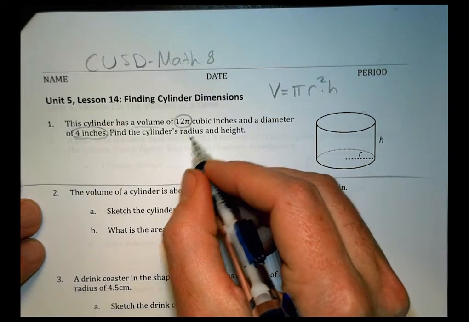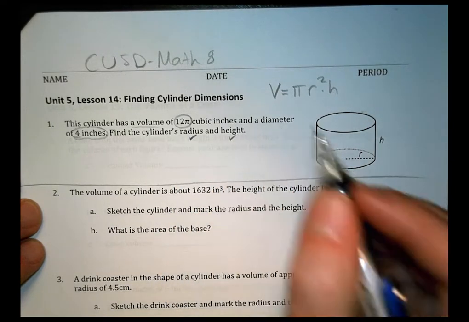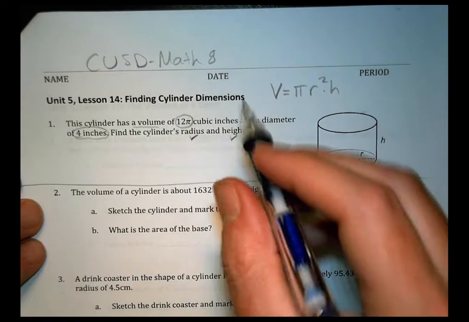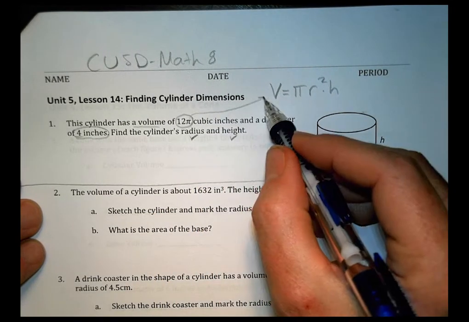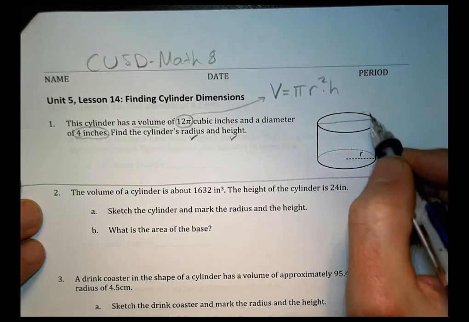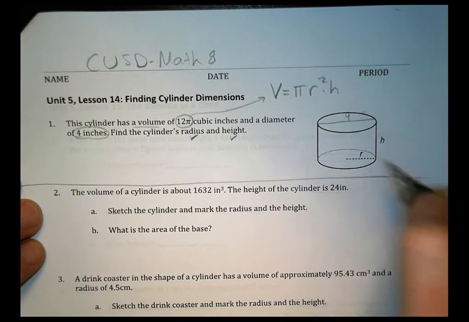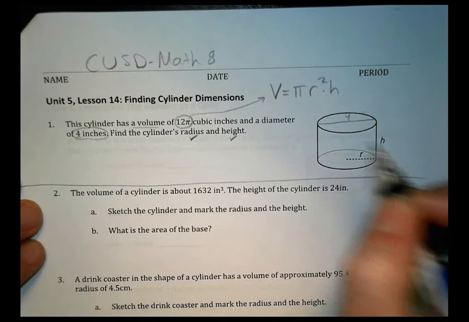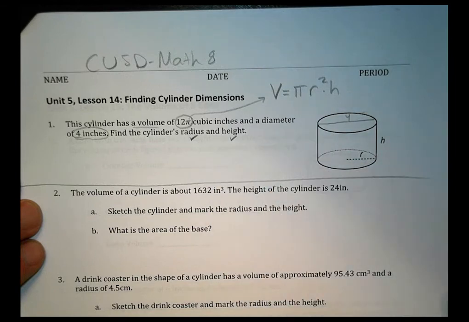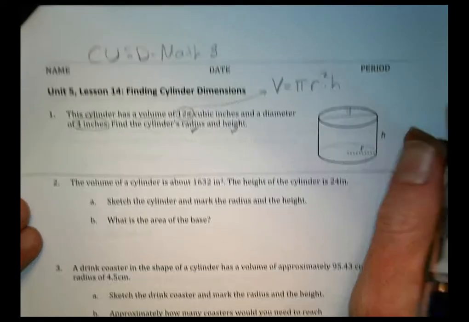It wants us to determine the radius and the height, all of which you can do by putting these things in place. That volume would go right there. A diameter is going to be the whole length across. So if the whole length is 4 and a radius is half of that, what could that be? So use what they give you here in order to figure out what the radius and the height of that object is going to be.